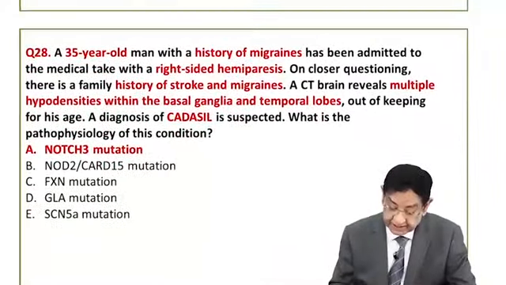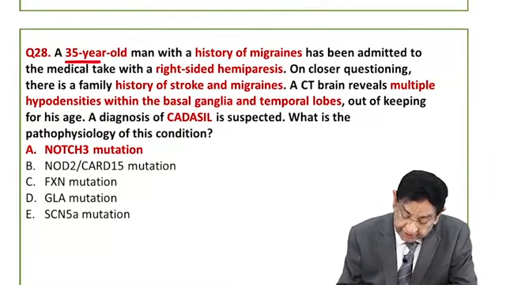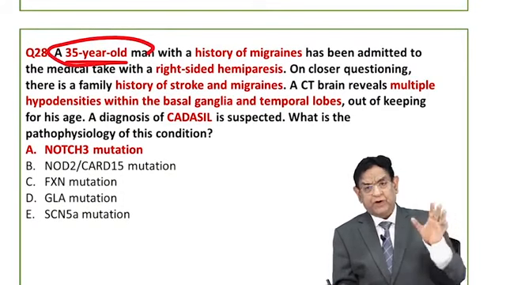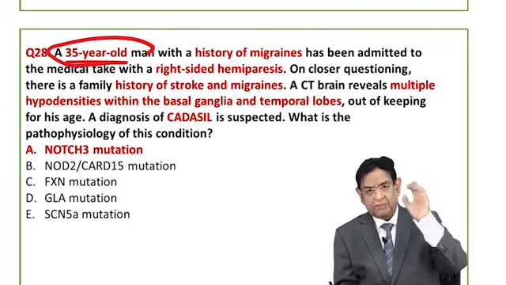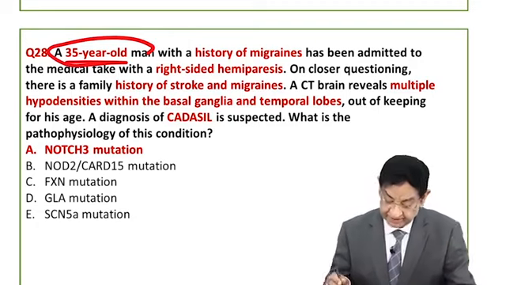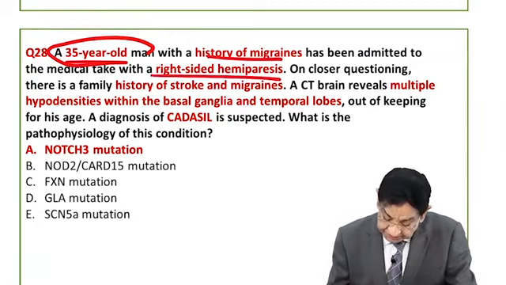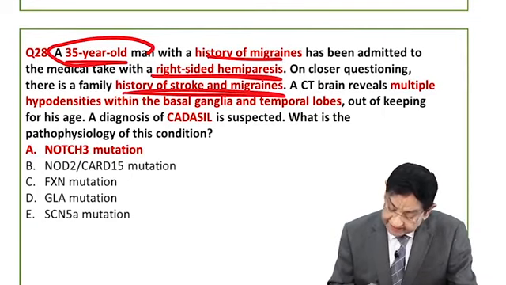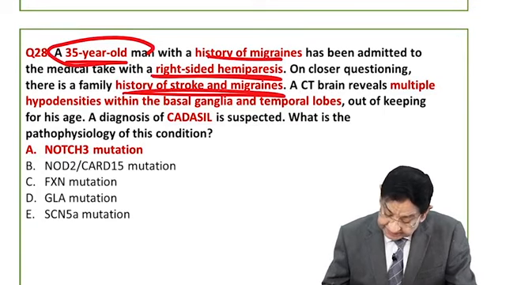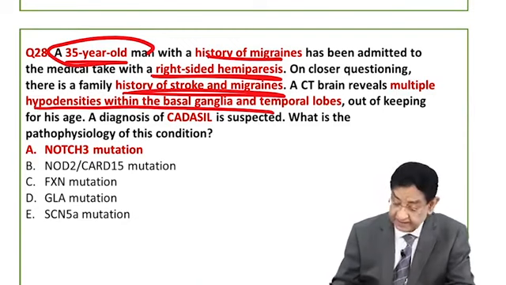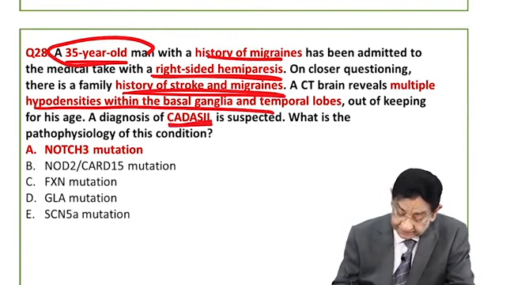28, 35-year-old. Aha. So far, all patients with stroke were about 70, 80, elderly. We are getting a young man, 35 years. Migraine and hemiparesis are there. History of stroke and migraine in the family. CT scan indicates hypodense area and CADASIL. This is Notch 3 mutation.